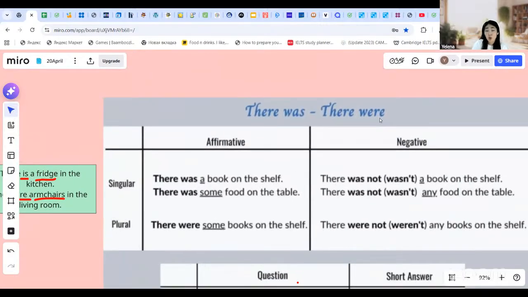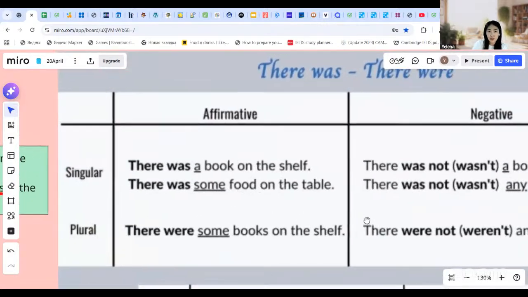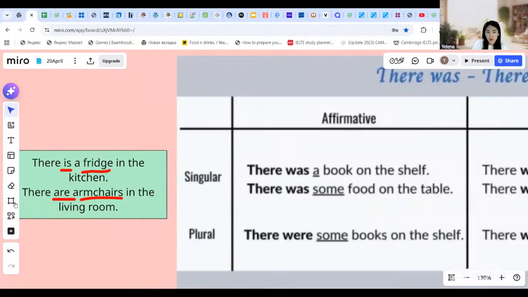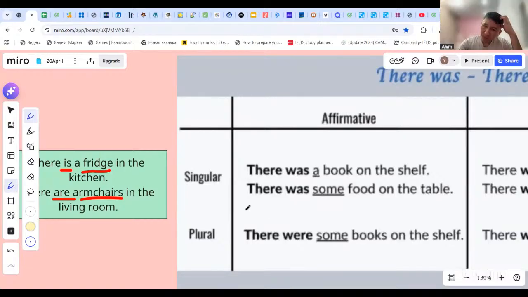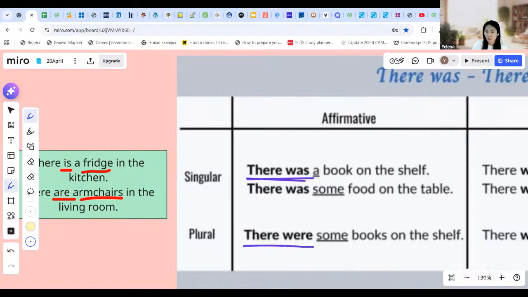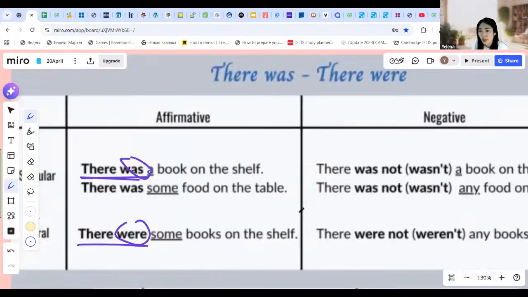Now, today, you will learn how to make similar sentences, but talking about the past: there was, there were. When we talk about singular things, we should use there was, and when we talk about plurals, we use the word were. Can you read the sentences, please? There was a book on the shelf. There was some food on the table. There were some books on the shelf. Yes. So, as you can see, for singular we use was, and for plural we use were.